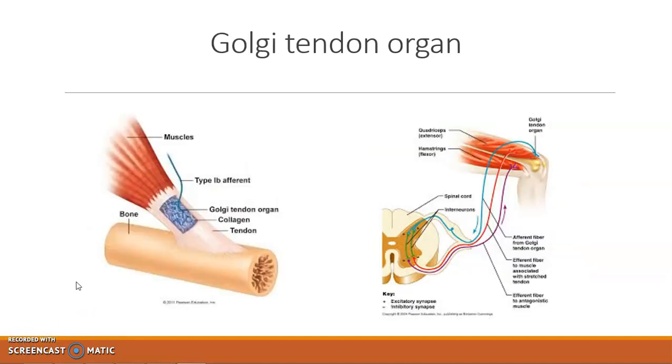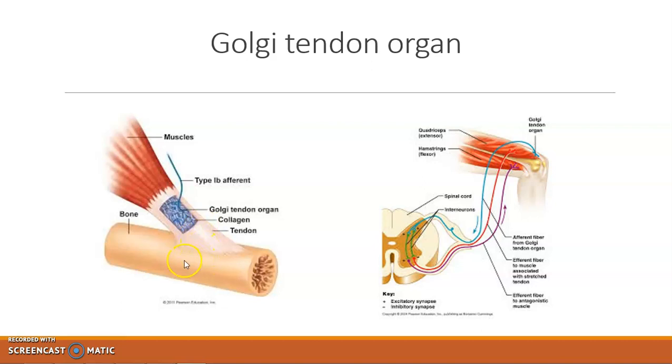The Golgi tendon organ is another proprioceptor, so muscle spindle is a proprioceptor and the Golgi tendon organ is the proprioceptor. These detect the degree of tension generated by a muscle. When more tension is created, more impulses will be sent to the central nervous system from the Golgi tendon.